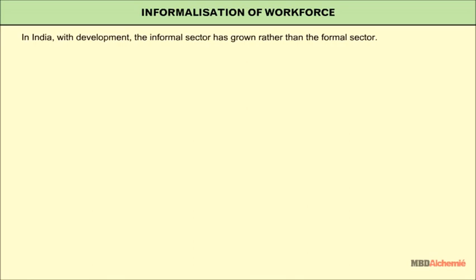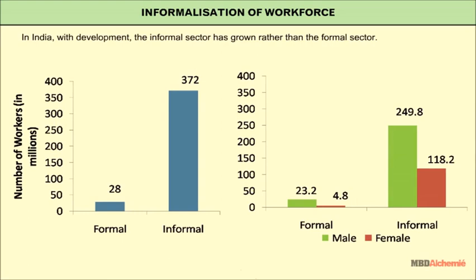Informalization of workforce. In India, with development, the informal sector has grown rather than the formal sector. Out of the workforce of 400 million, only 28 million are in the formal sector, while 372 million are in the informal sector. Out of the 28 million in the formal sector, only 4.8 million are women. And in the informal sector, 118.2 million workers are women.